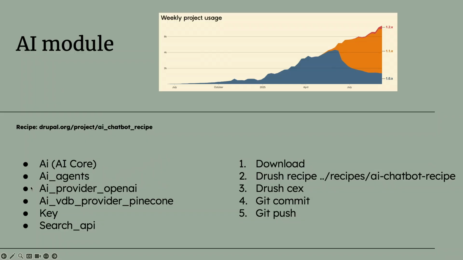We're going to need this module. We're going to need a few other modules: the AI provider module for OpenAI, another one for Pinecone, which is your vector database, the Key module, and I'm also using Search API. We're not actually setting up a search, but the reason we're using Search API is because it makes it really easy to connect the Drupal database to the vector database, but we'll get there.